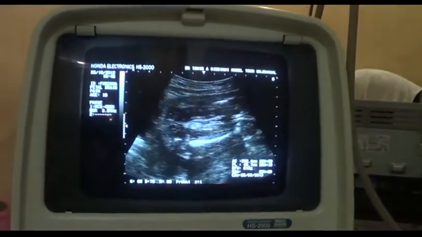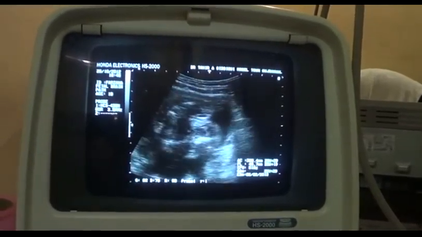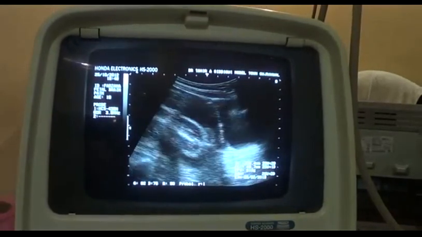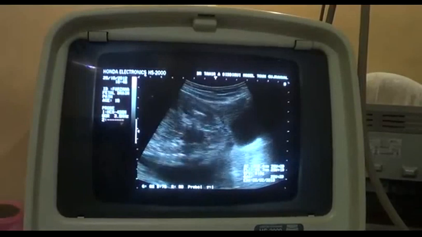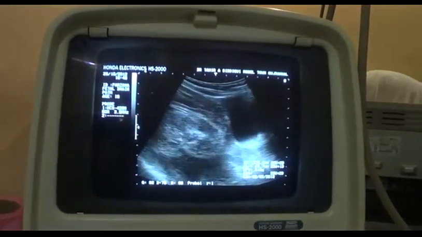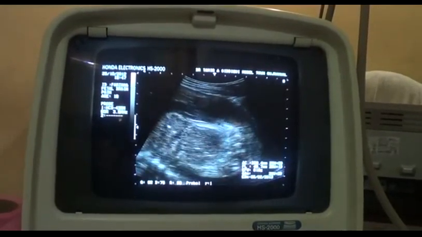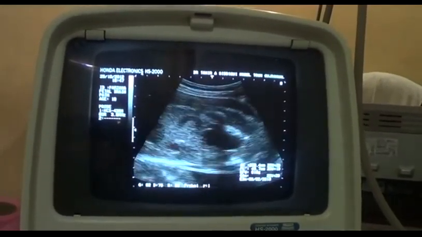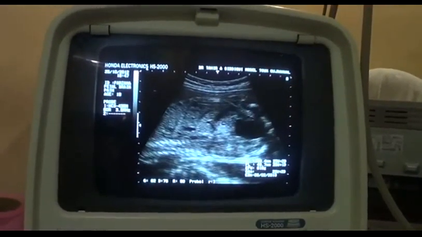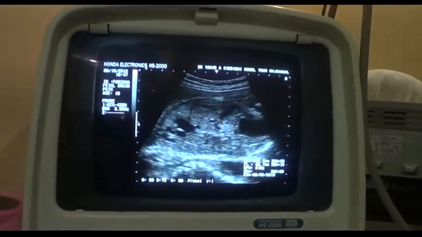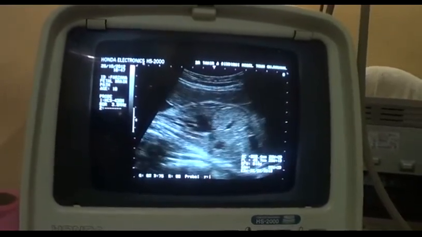Where we are, I am seeing the femur. The calcification is normal. No abnormality is seen relating to the femur length or its calcification. Now we have seen that this is the urinary bladder, there comes the heart, the chest and the liver.